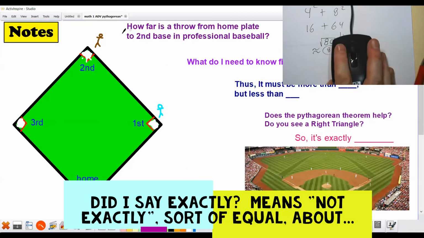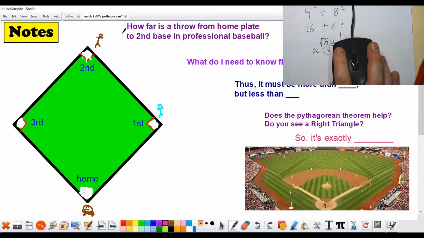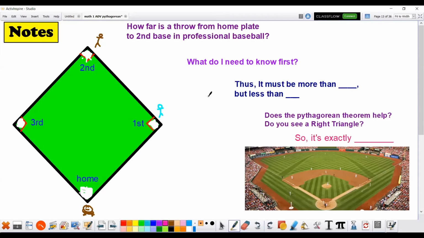A baseball field. Okay, and it says, how far is a throw from home plate to second base? Here's a baseball diamond, there's a baseball field. And of course, this is a guy, you run to first base, and then you run to second base. Say you were stealing base, you're running from here to here, and the catcher had to throw the ball from home plate to second base. How far is that? What do you think about it?